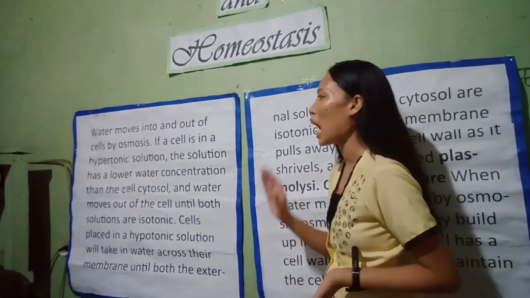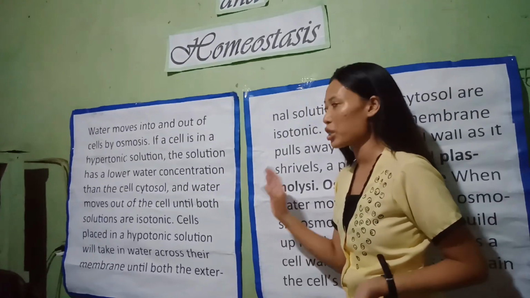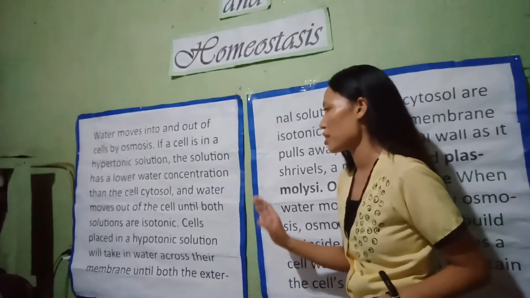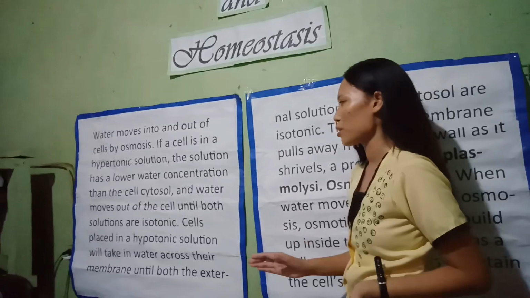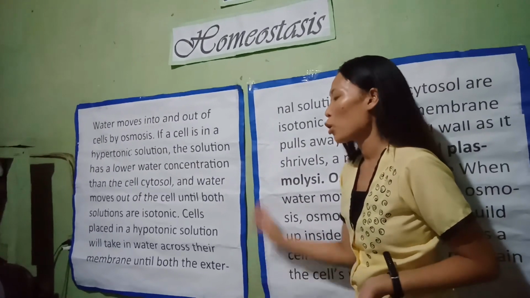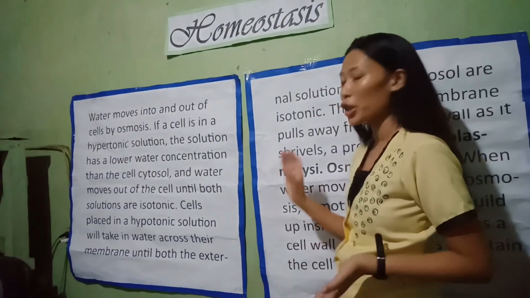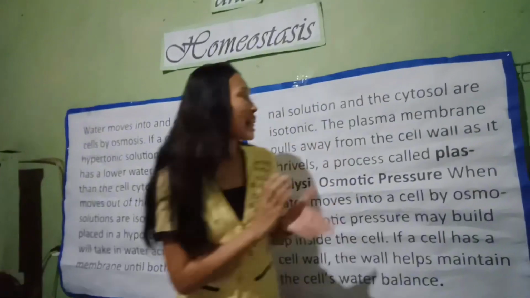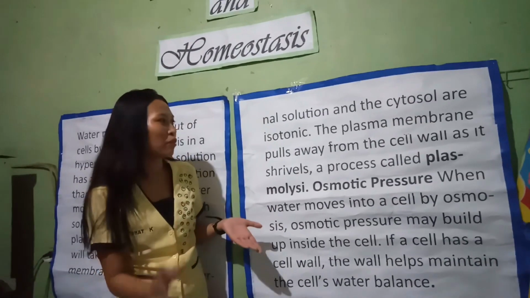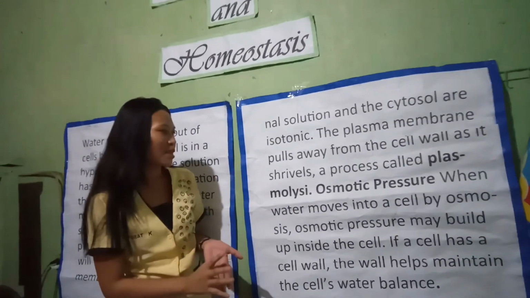If a cell is in a hypertonic solution, the solution has a lower water concentration than the cell cytosol, and water moves out of the cell until both solutions are isotonic. Cells placed in a hypotonic solution will take in water across their membrane until both the external solution and the cytosol are isotonic. The plasma membrane pulls away from the cell wall as it shrivels, a process called plasmolysis.